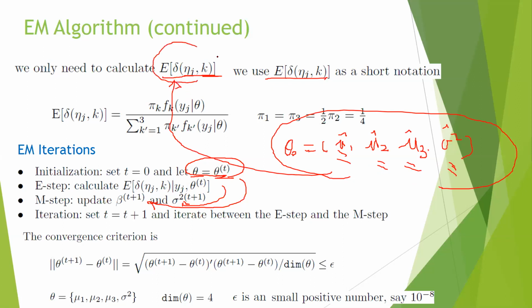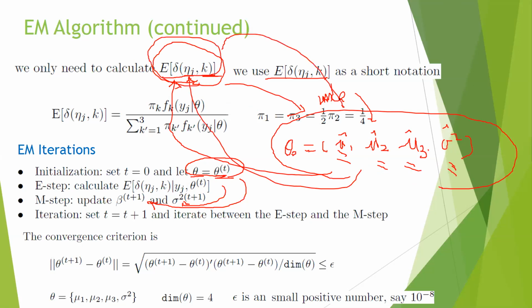And once you get the expectation of this and treat this as the realized value, then you can go back to calculate the MLE for these parameters to update this value. Once you update this value, you can go back again to calculate another round of the expectation. Then you calculate the MLE for these parameters and update these parameters again. And so this is the iterative process, right?